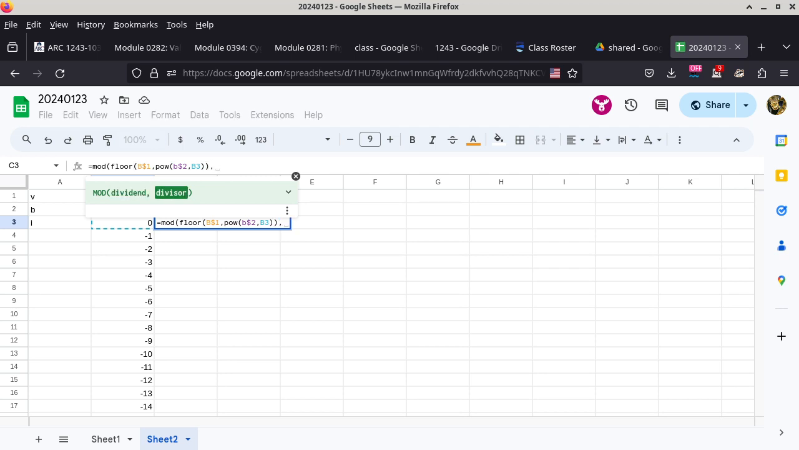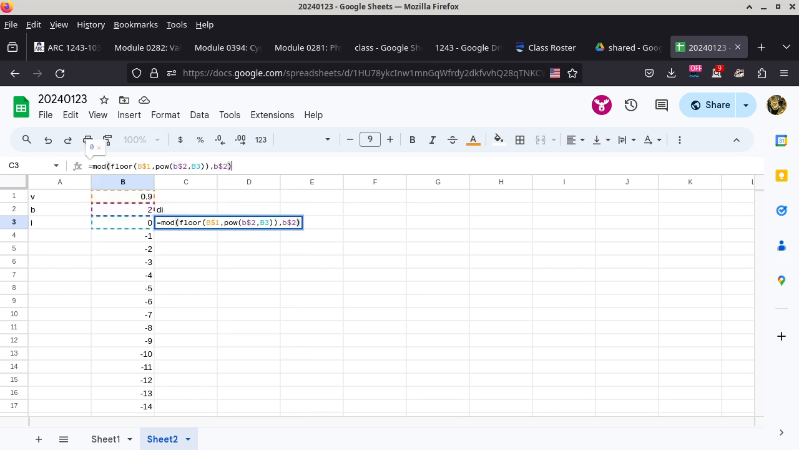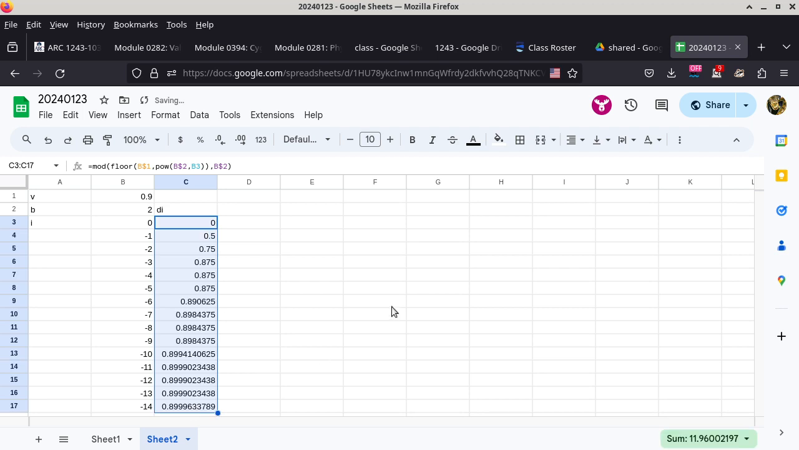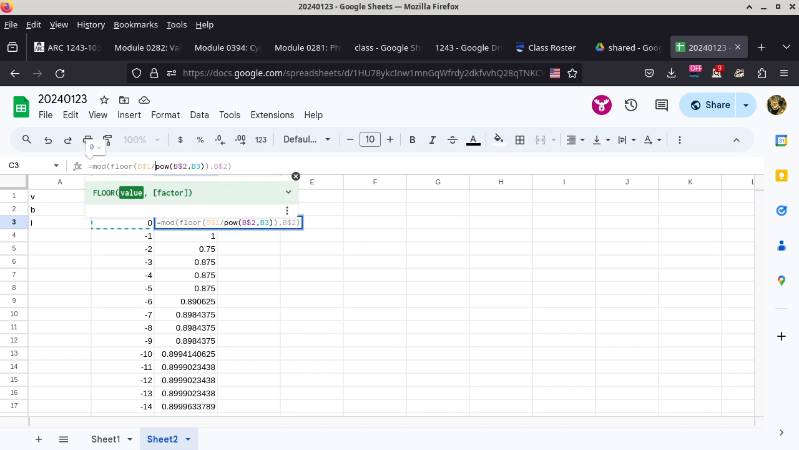And then what we are modding with is the base, which is also B$2. So this has to be B$2, because I don't want that to change as I make copies of the formula to the other cells. So that's one, okay? And now I can just go like this. Woohoo, look at that. All right, that doesn't seem right. I'm forgetting something. What am I forgetting? Division, very good. It's supposed to be a division, not a comma. That makes sense. Make one change and then copy that.